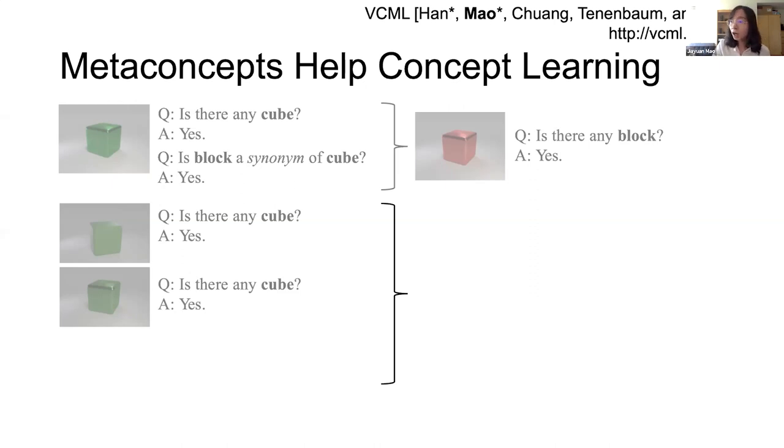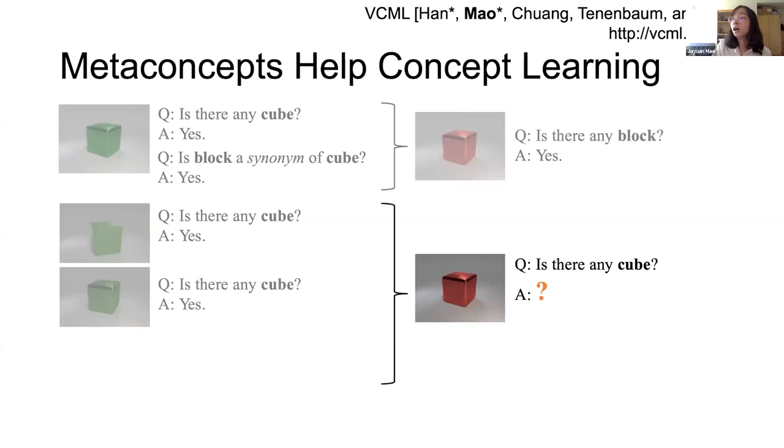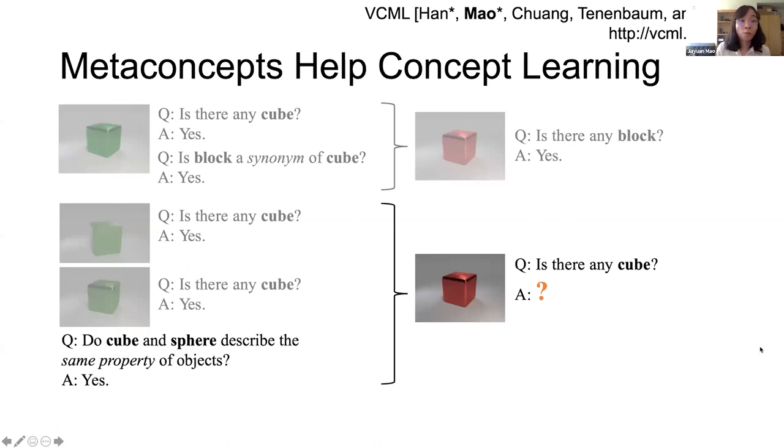However, if you add meta concept questions or meta concept knowledge into your learning system, then such ambiguity can be resolved. Because you know that cube and sphere describe the same property of objects, you know you should classify whether an object is a cube or not based on its shape property instead of its color property. So this will give you the right answer to the question, which is this.